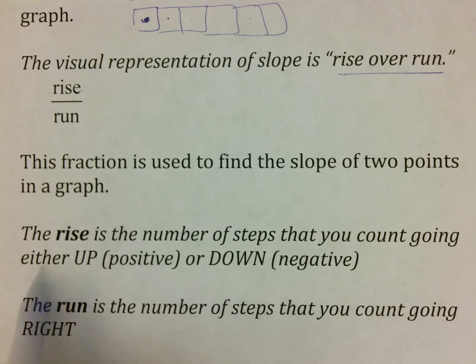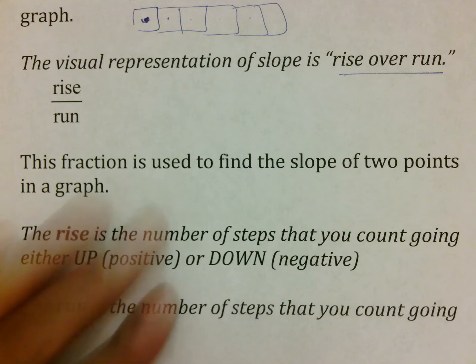The rise, make sure you fill this out on your notes because it is italicized, is the number of steps that you count going either up, which would be positive, or down, which would be negative. We'll talk about that in our examples. The run is the number of steps that you count going right. Again, rise is either up, which is positive, or down, which is negative. Your run is always to the right.